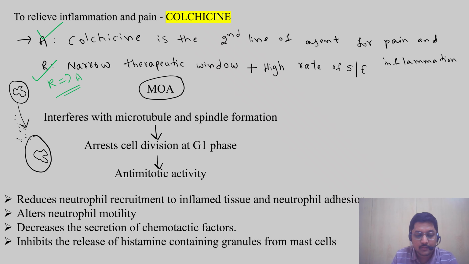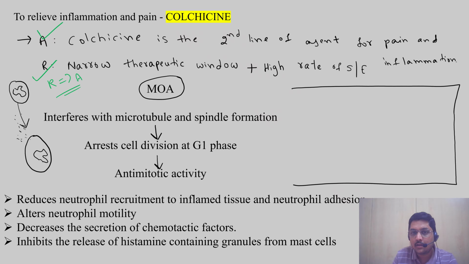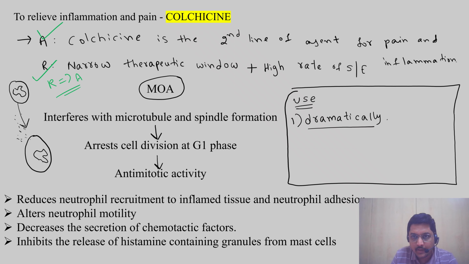And what are the uses of this colchicine? What is the role of colchicine in acute gout treatment? Okay, uses. The main important thing with this colchicine, why it is highly popular in gout therapy, is it has this property of relieving pain dramatically. It dramatically relieves this pain during acute attacks of gout.